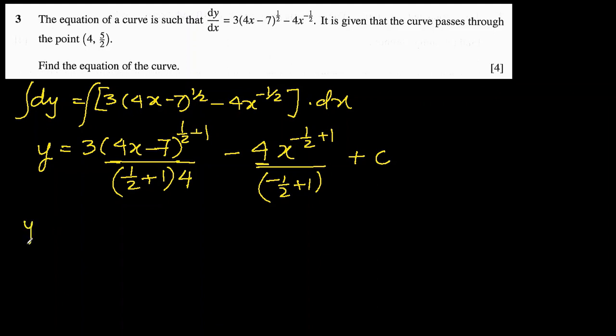So what do we get? y equal to, and this is half plus 1 is 3 over 2. So let's write 4x minus 7 to the power 3 over 2, and the denominator is also 3 over 2, but I will add just 3 here, and 2 I will multiply with the numerator. That's the rule. Denominator of denominator is numerator, just like enemy of an enemy is a friend.